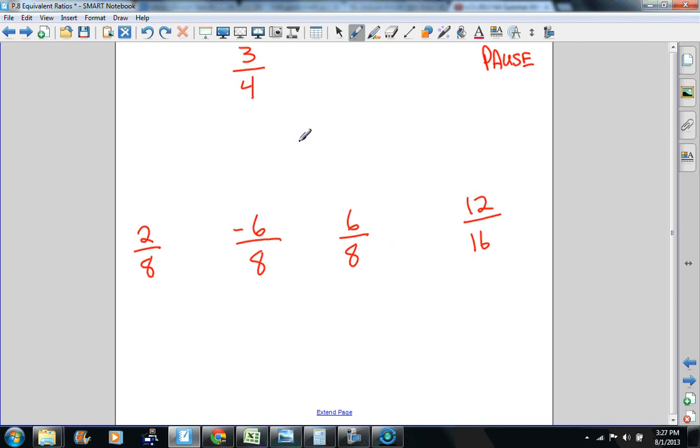And then I would like you to look at this fraction here, 3/4, and tell me which of these numbers are equivalent to 3/4. Okay, the answer to this one is 6 over 8 and 12 over 16. Those are the two that are equivalent. Okay, this one's not equivalent because there's a negative in the fraction, and this one's not equivalent because we multiplied by 2 to get to 8, and 3 times 2 is not equal to 2. So that one doesn't work, and that one doesn't work.